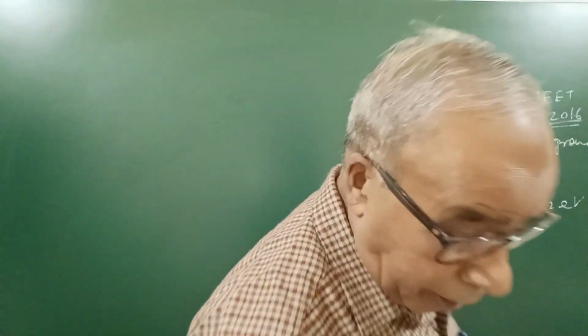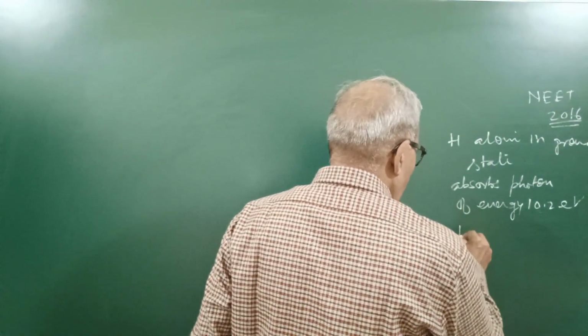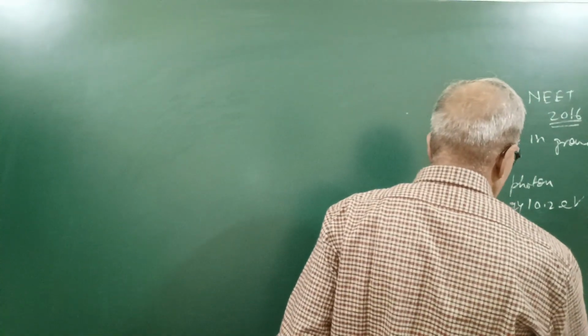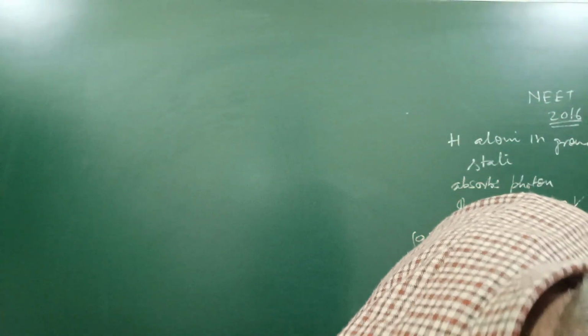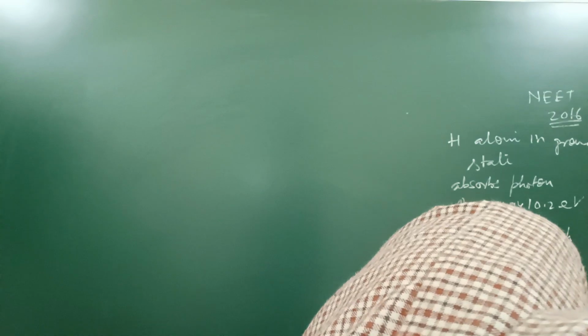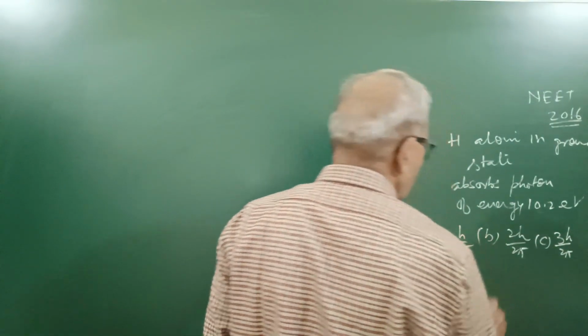So the question asks: the angular momentum will be, A part, h upon 2 pi; B part, 2h upon 2 pi; C option is 3h upon 2 pi; and D option is 4h upon 2 pi.